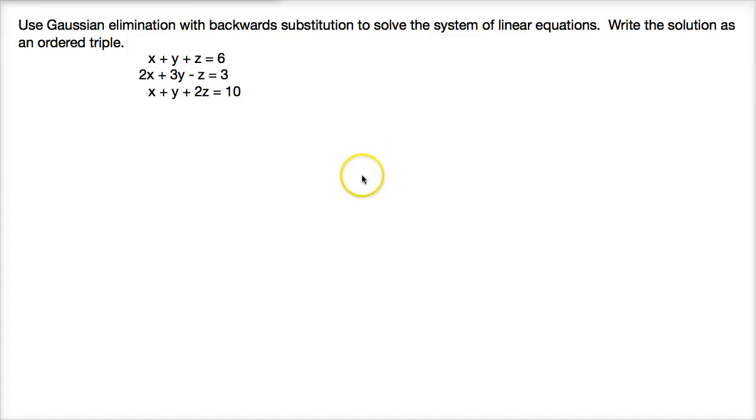Let's look at how we can use Gaussian elimination with backward substitution to solve this system of linear equations. So the first thing that we want to do is write this system as an augmented matrix. That means we're going to use the coefficients from our system of equations.